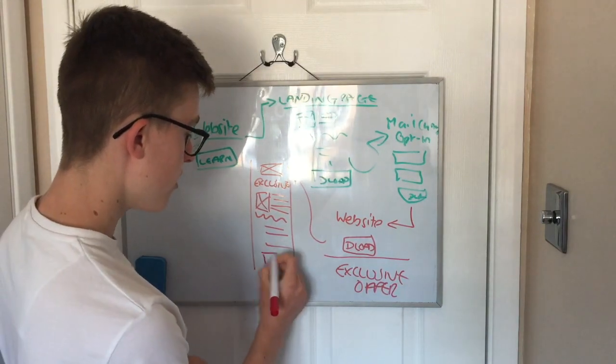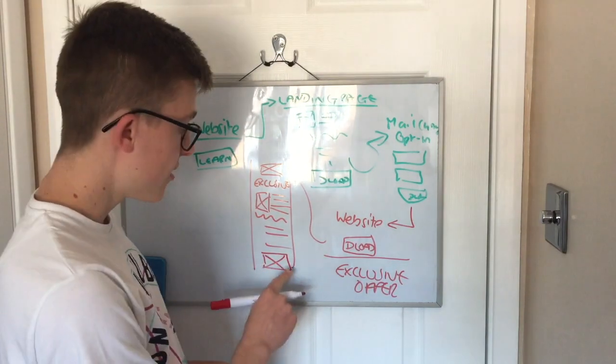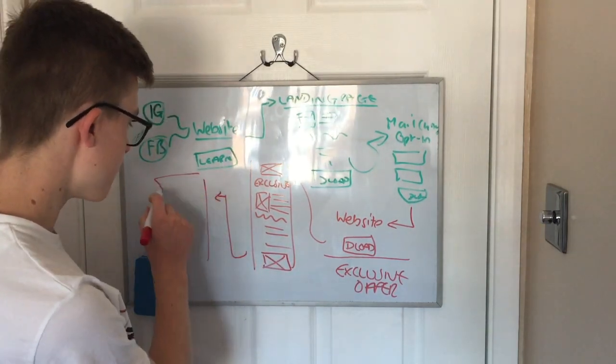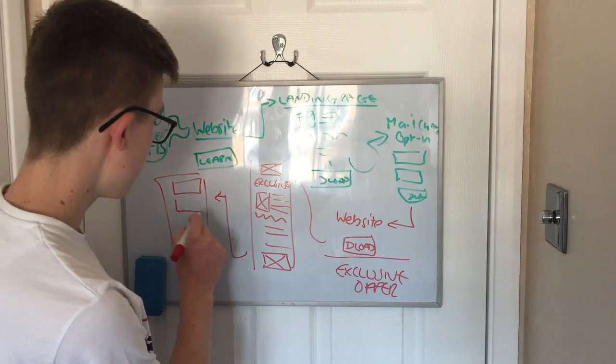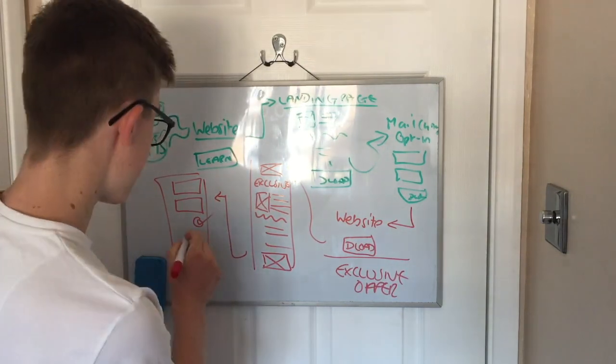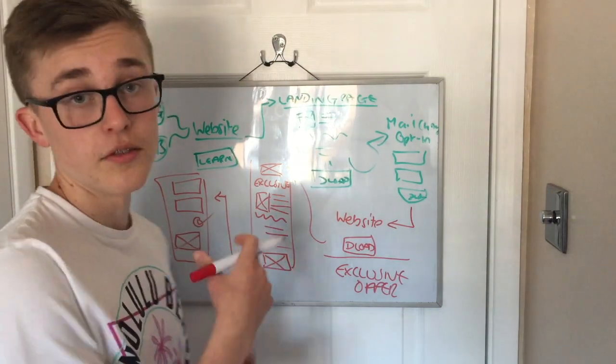So here there'll be another opt-in button that they click on, which takes them to another MailChimp form to fill out their name, fill out their email, tick a checkbox that says they want early access, and then they click another button.